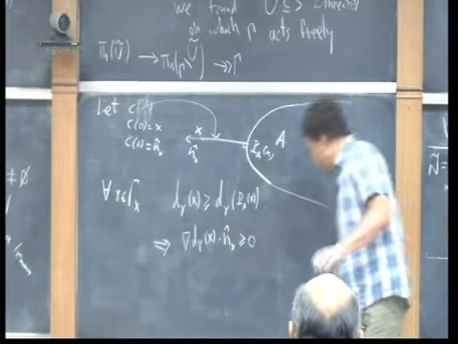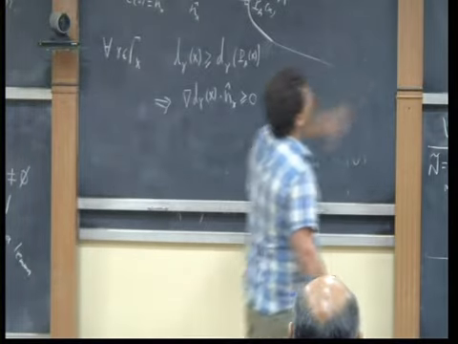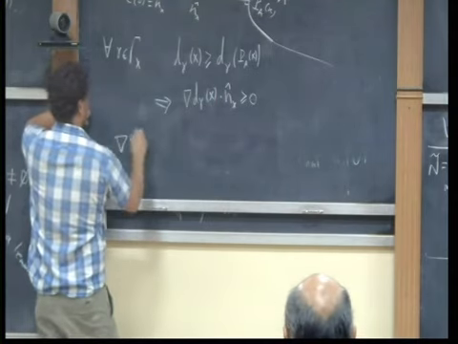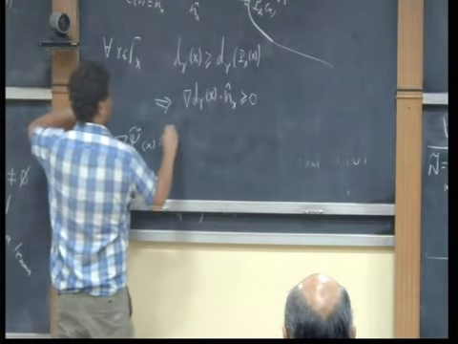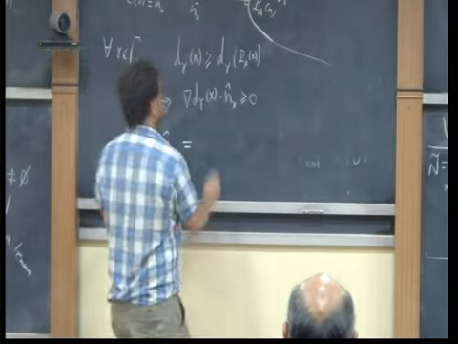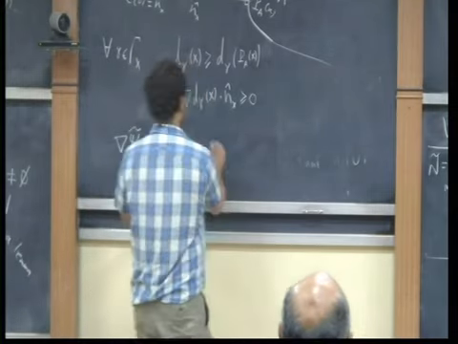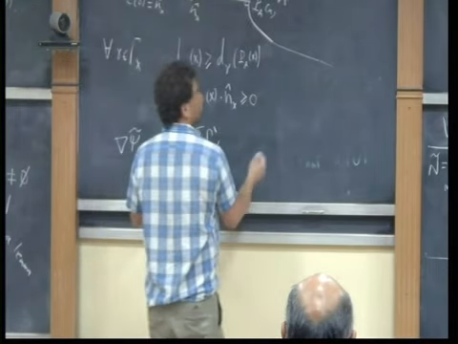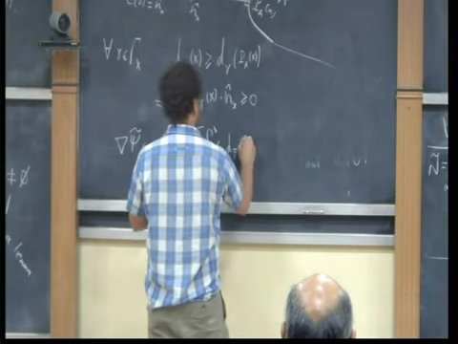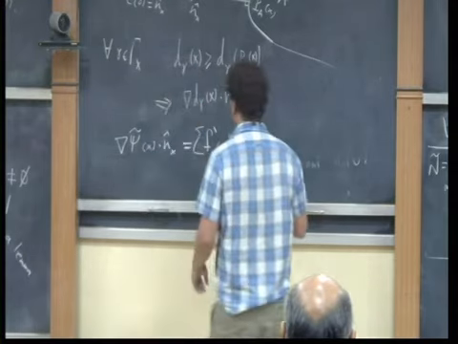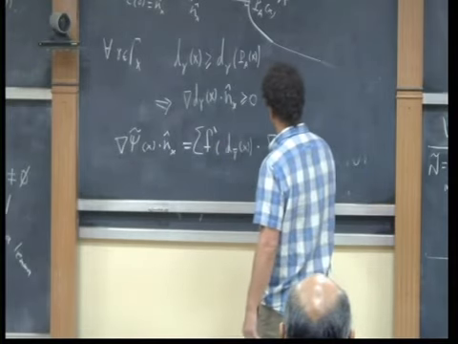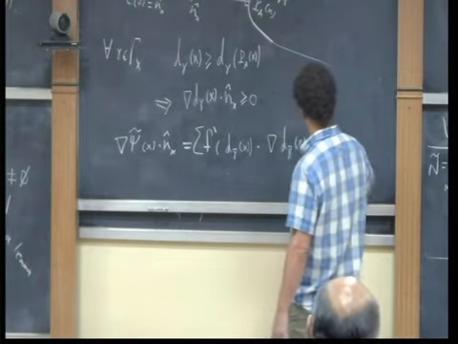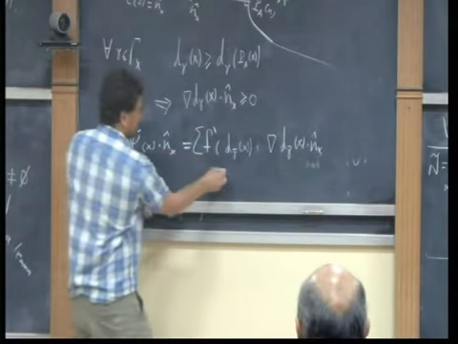Okay. So let's now look. You remember what the time was? Let's look at the gradient of psi at X dot N. This is the same as the sum of f prime of d gamma bar at X times the gradient of d gamma bar at X times N. Right? Now this is always negative.